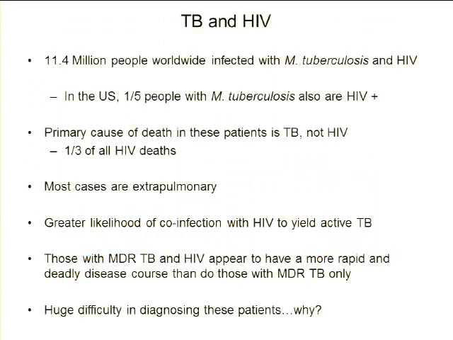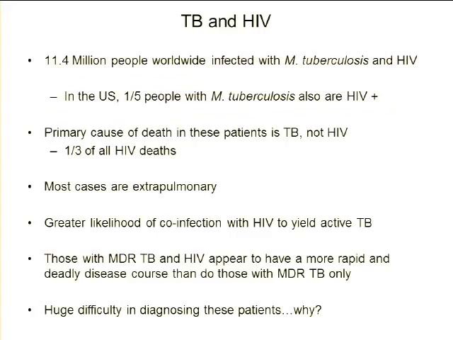All right? And finally, HIV and TB. Now I'm not going to go too in depth about this because we haven't learned about HIV yet. But this is kind of just the teaser to introduce the topic to you so that when we do talk about HIV, some of this will make a little bit more sense. So there's about 12 million people in the world infected with TB and HIV. In the U.S., 1 out of 5 people with TB also has HIV, so 20%.